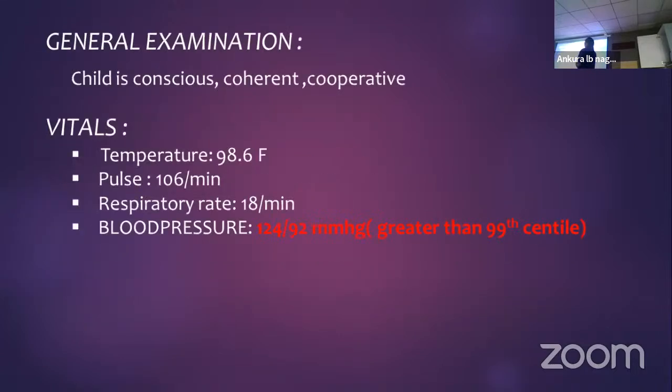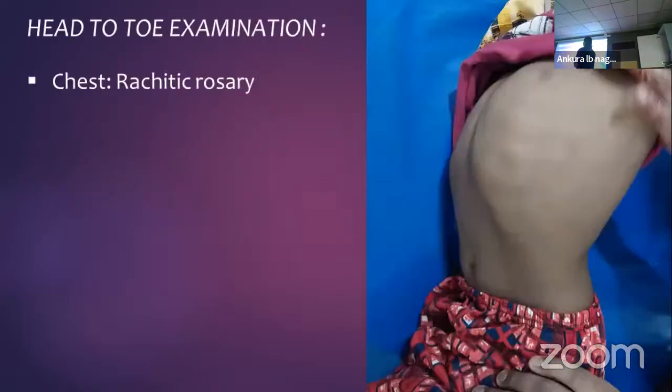Actually, sir, on chest examination we have seen rickety rosary appearance at the costochondral junction. Upon seeing this, we asked the child's parents about treatment history for any vitamin D deficiency. They gave a history that at the age of 3 years, they took vitamin D supplementation for 1 month and then stopped by themselves. They didn't go for follow-up or any other treatment. They haven't taken anything.